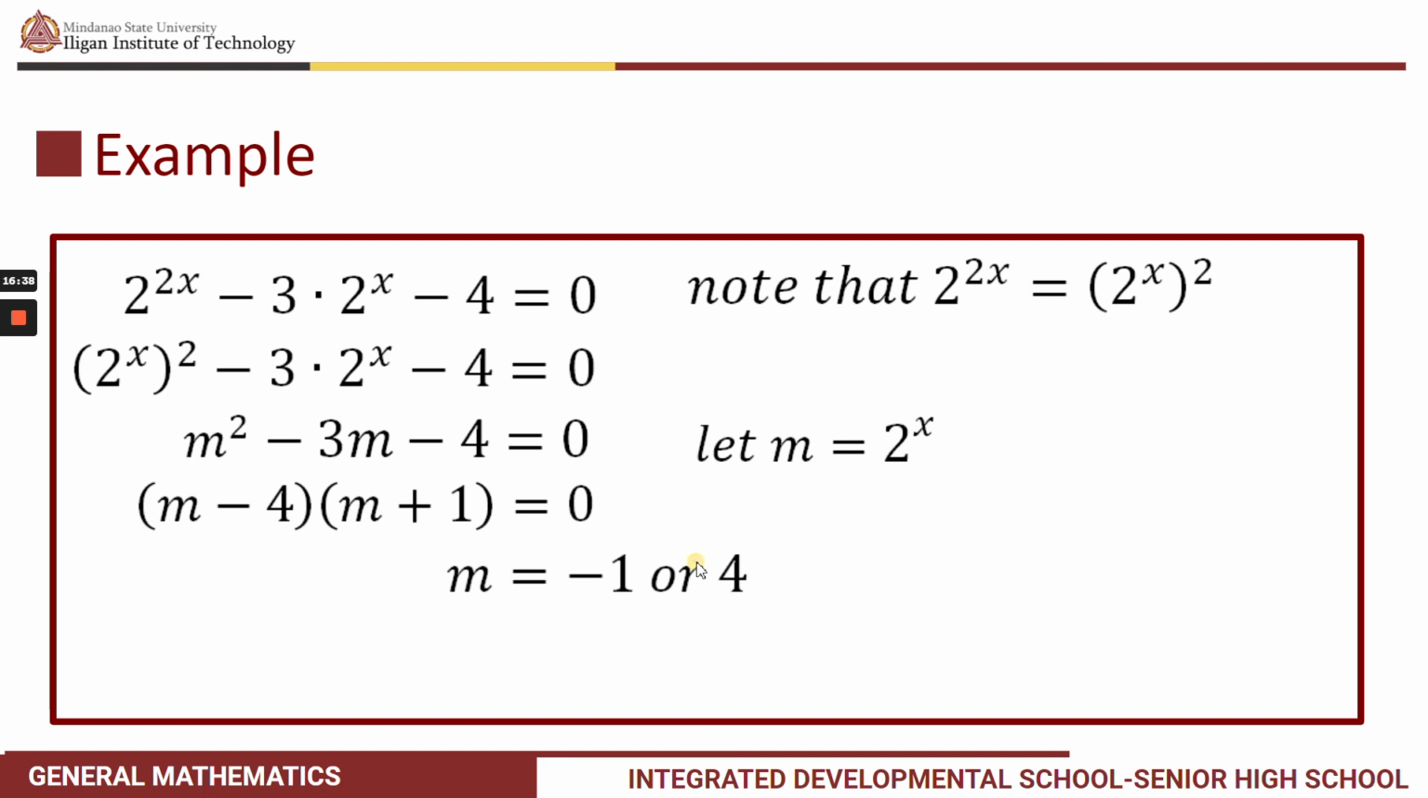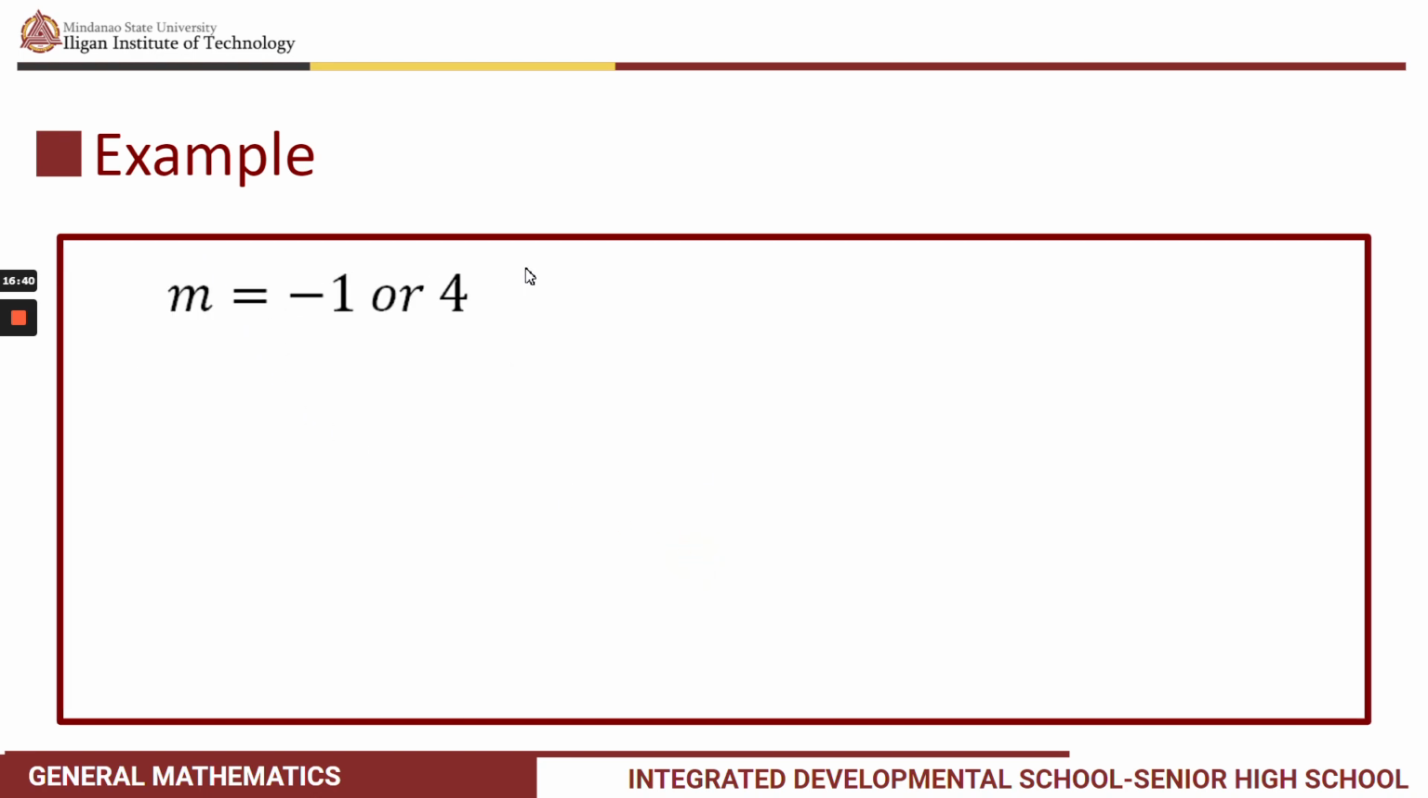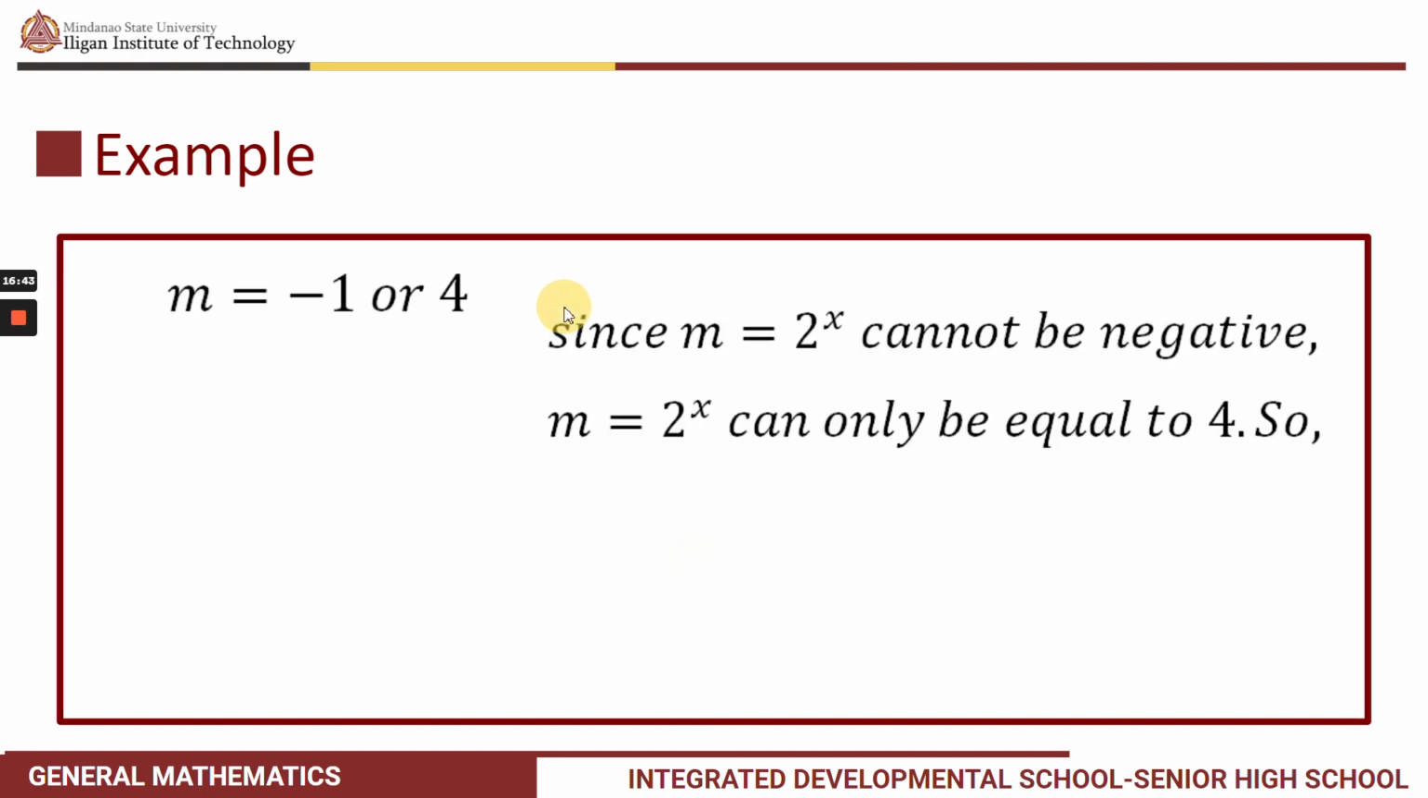So anong gagawin natin next? Ano nga yun ulit equal si m? Diba m is equal to 2 raised to x. And since our base here na 2 is positive, whatever man yung ilagay mo na exponent dyan, you cannot get a negative value. So therefore, hindi pwede na negative 1 ang ating 2 raised to x. And si 4 lang yung pwede.